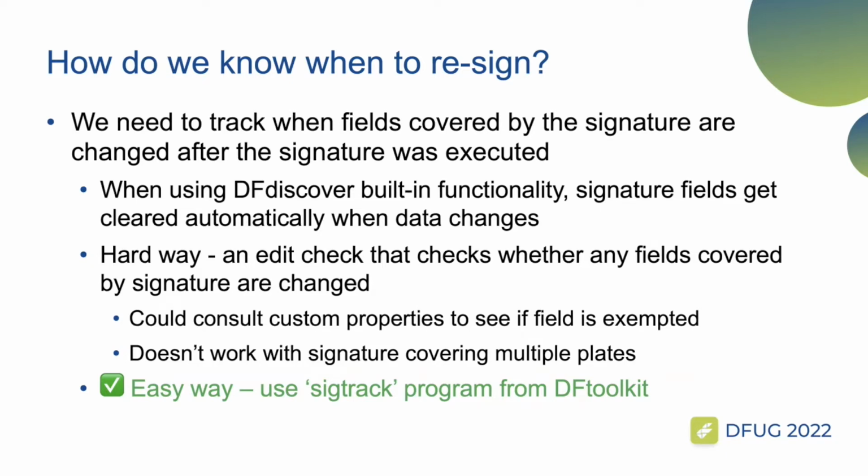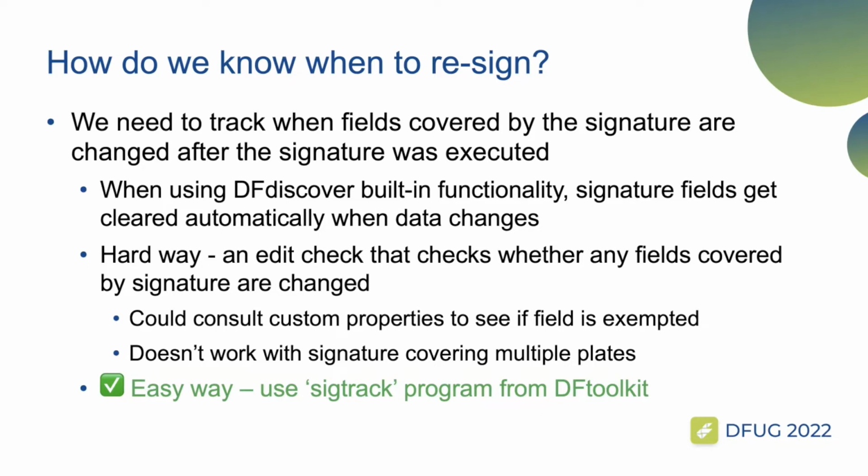If you're using the edit check way, then there's at least two ways you can do it. One is you can have your edit check see whether any fields on the page have changed. And if they have, then you can clear the signature, or you can query it, whatever. You could use custom properties to see if a field is exempted. So if you have the SDV fields and you don't really care whether they get changed or not, because that's not something the investigator is really responsible for, that's somebody else's job or coding.